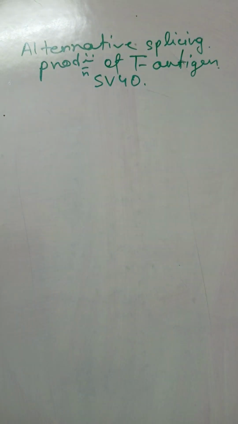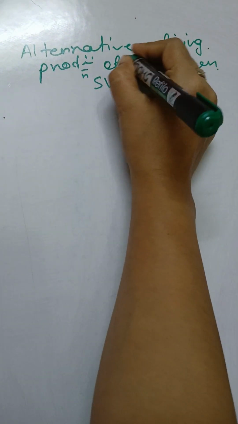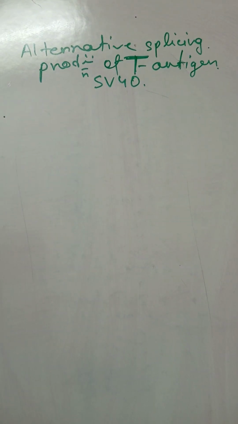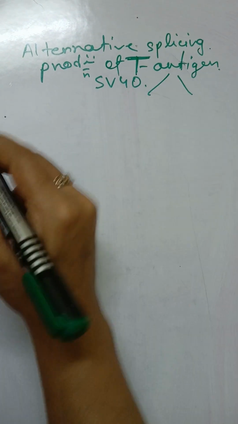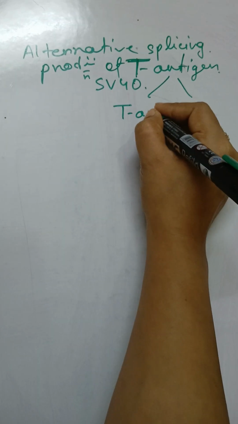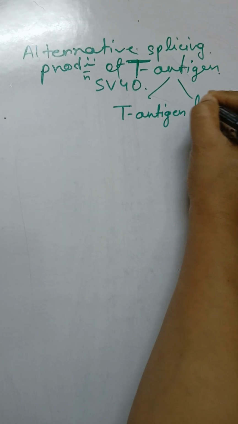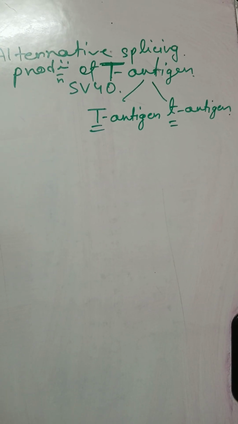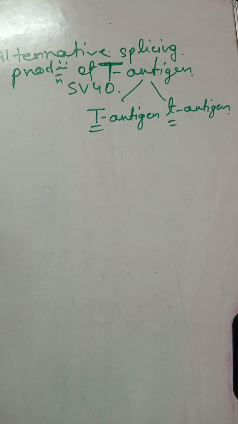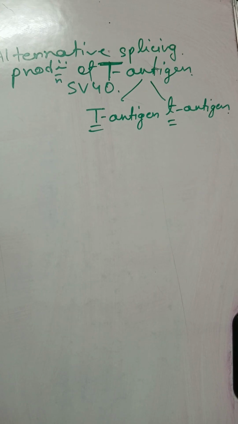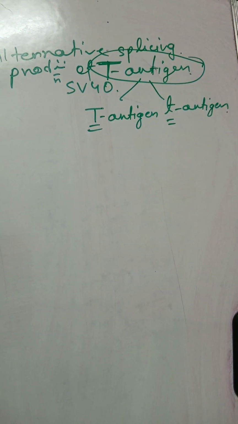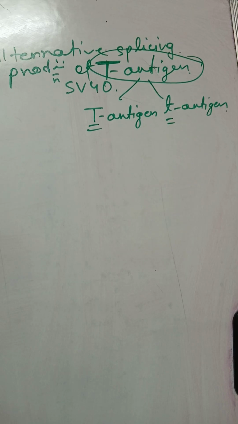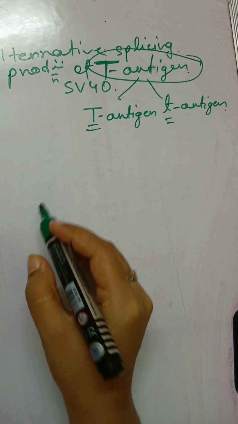This T antigen is produced from one specific gene, but it has two forms. One is large T antigen and one is small T antigen. Two different types of proteins are produced from the same gene, that is the T antigen gene. Now what happens, I'll show you.